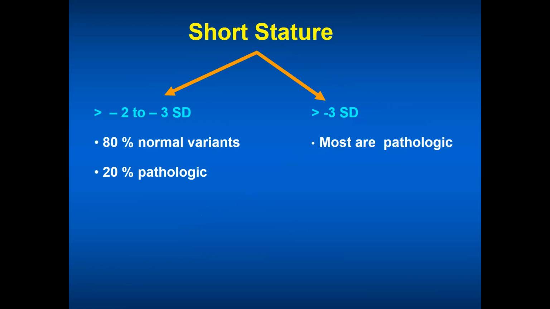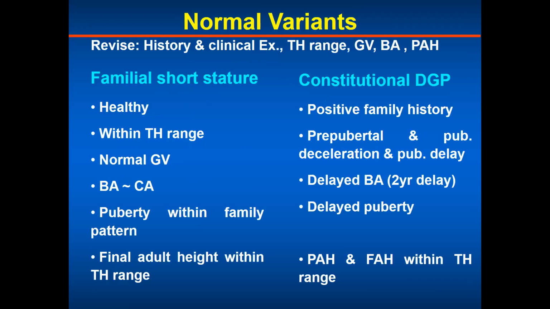Also, short stature can be classified according to severity. If the height is between -2 and -3 standard deviations, 80% of the causes will be the normal variance, whether familial short stature or constitutional short stature, and only 20% will be pathologic. But if it is more severe, with a height more than -3 standard deviations below the mean, this is mostly a pathologic short stature. What about the normal variance?